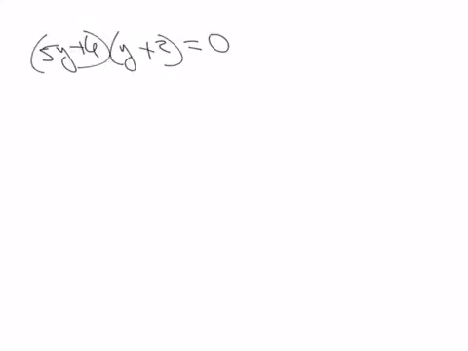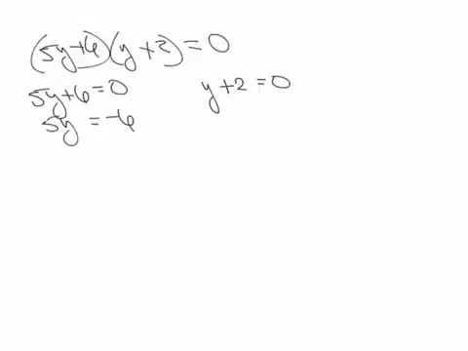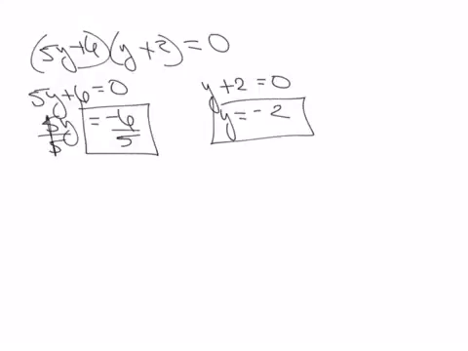And then 5y plus 6 equals 0, y plus 2 equals 0. I'm hoping you remember how to do this. I mean, this is old stuff. Divide by 5, divide by 5, and y equals -2. So those are my two y values.